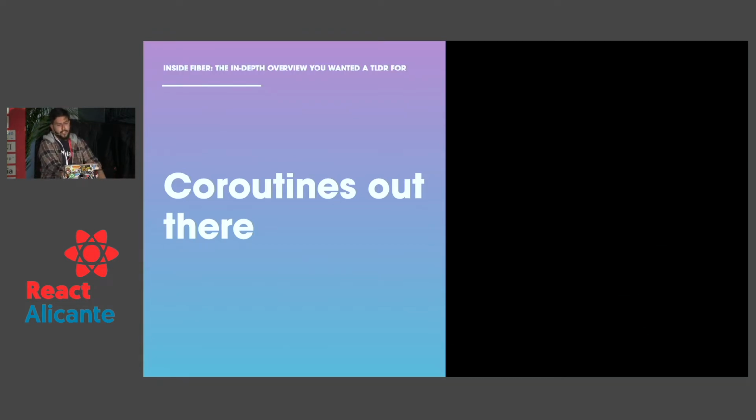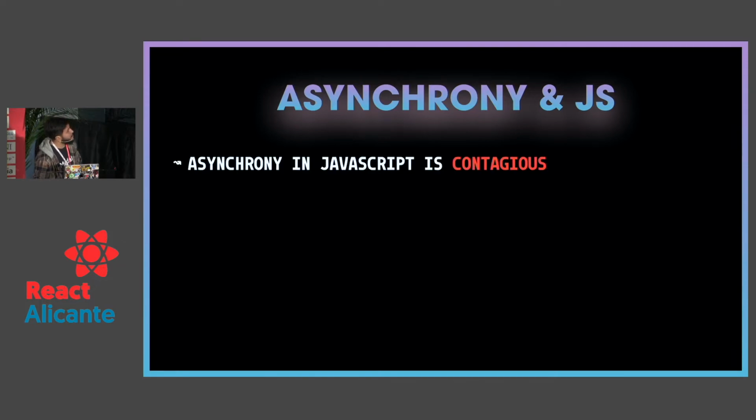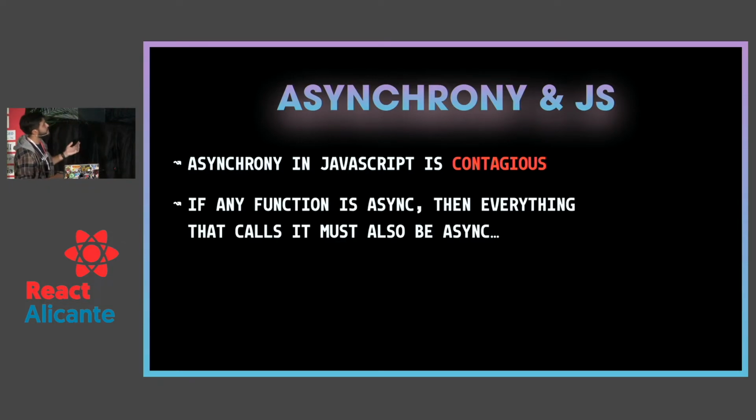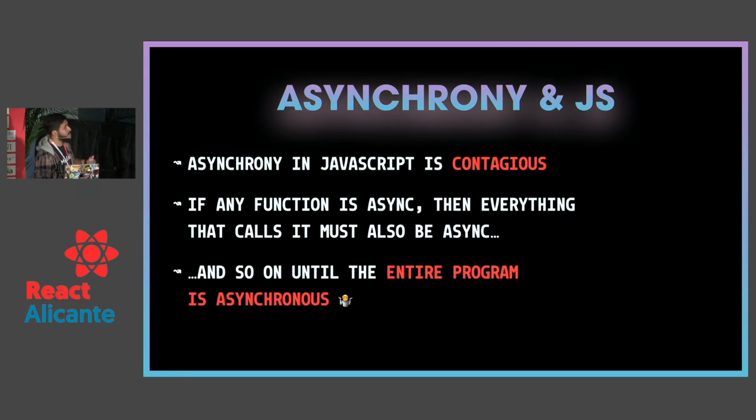Another thing amazing about coroutines is to see their usage out there. And for this, we can talk a little bit more about asynchronism in JavaScript. Asynchronicity in JavaScript is what we call contagious. For example, and you've probably been there, when you're migrating something from a callback-based API, and you start doing promises, and then you start with async await, then you have more and more awaits, and then you have to go all up your code modifying that. So that's it. If any function is async, anything that calls it must also be async, and so on until your entire code has async await everywhere.